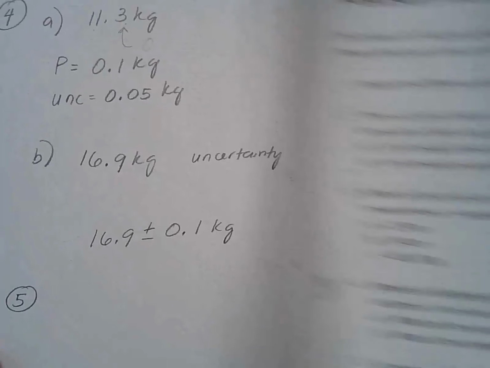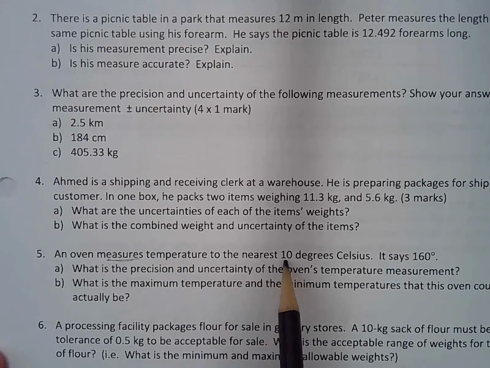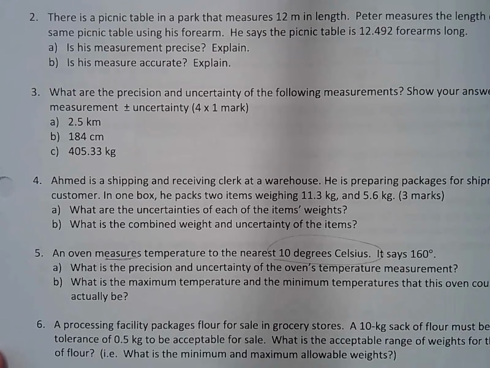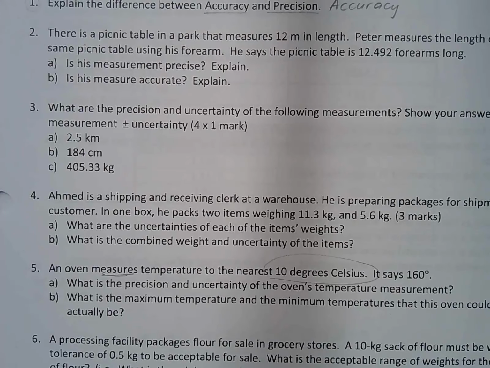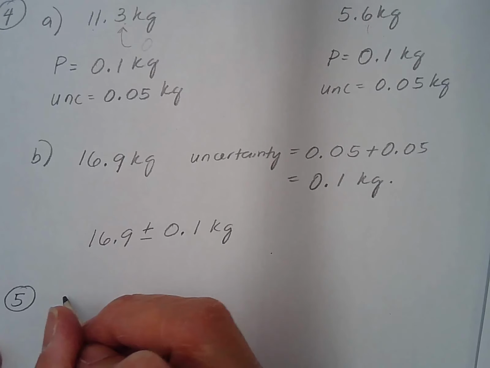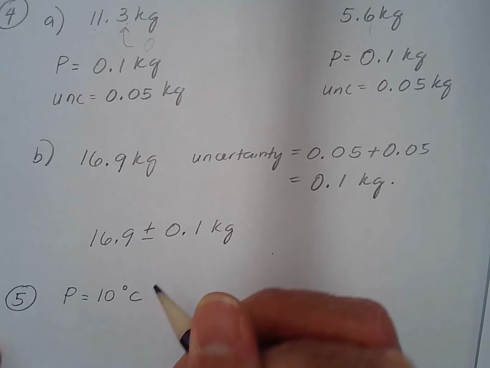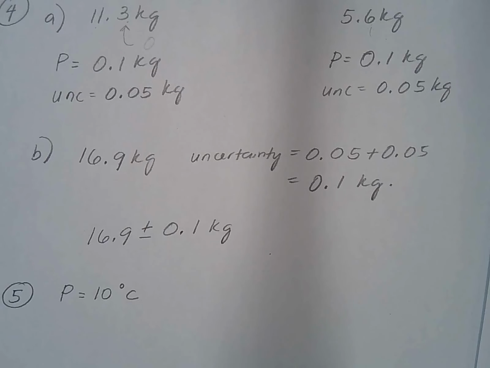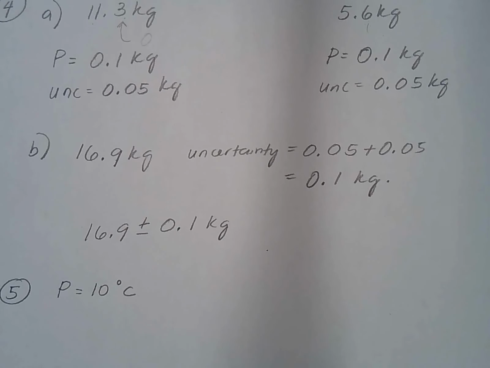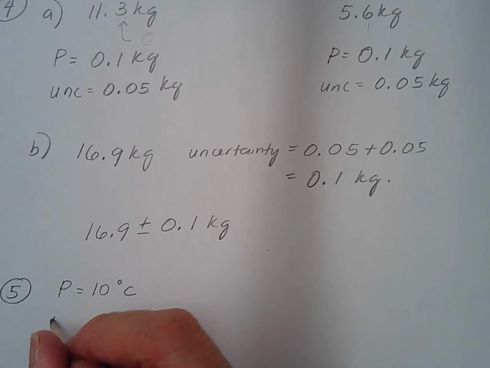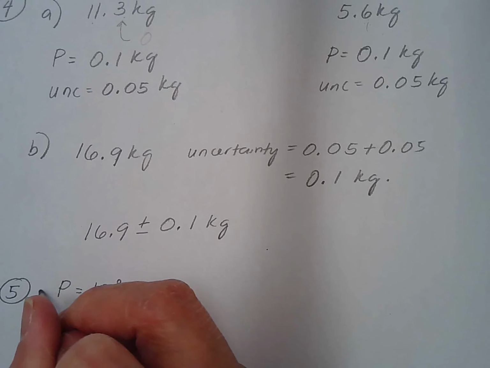It says here it measures to the nearest 10 degrees Celsius. So that's what the finest measurement is. So the precision in this case is 10 degrees Celsius. And the uncertainty would be half of that, so 5 degrees Celsius. This is letter A.